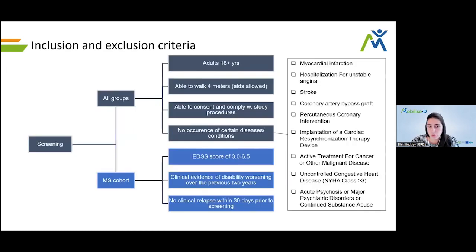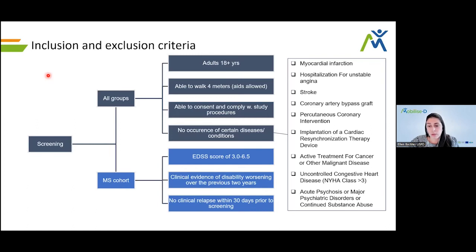So for the whole cohort, for all the participants, everyone has to meet the generic global inclusion criteria in the screening. This means that all of our participants are over 18, able to walk 4 meters with or without walking aids, and obviously are able to consent and comply with the study procedures, whether that be wearing the sensor for 7 days after the visits, returning for follow-ups every 6 months. These are all important parts of whether they're happy to consent and comply with the protocol.